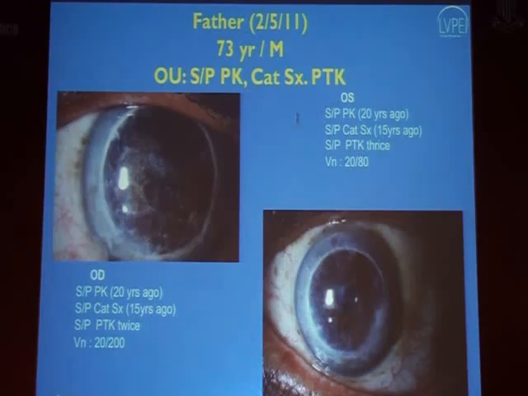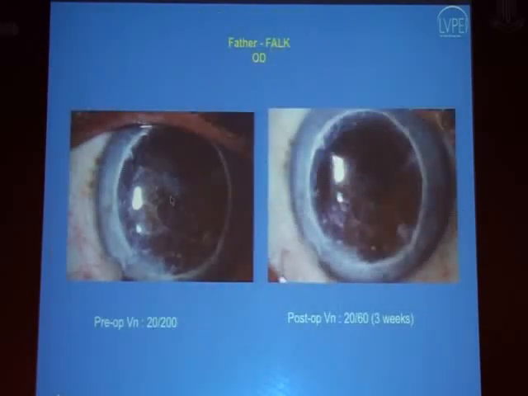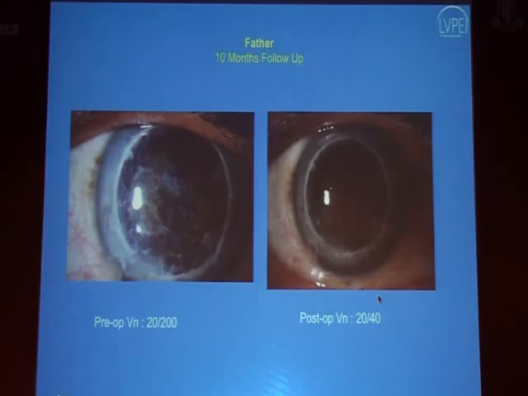So discussing those three cases, the father is 73 years old at the time when we did FAL for him. In both eyes, he'd undergone PK, he'd undergone cataract surgery, and he'd undergone PTK twice in one eye, thrice in the other eye. And his visual acuities when he presented were 20/200 in the right eye and 20/80 in the left eye. So we did FAL for his right eye, and this is a preoperative photograph. Post-operatively, at the end of 3 weeks, although you can see many residual opacities, you know that these patients can see reasonably well in spite of these opacities. His visual acuity improved to 20/60. At the end of 6 months, his visual acuity improved to 20/40, and he's still maintaining that visual acuity even now.